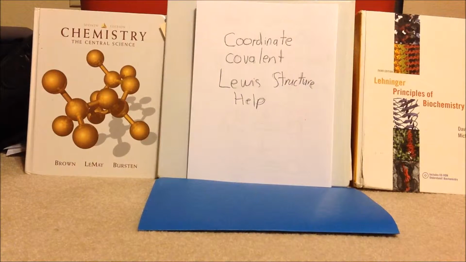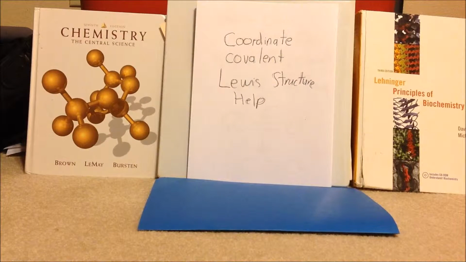This is a coordinate covalent Lewis structure help guide for those who are using the puzzle method in the Prairie High School chemistry class from Mr. Schmitz and Mr. Bernard. This is Mr. Bernard again, and I will be guiding you through this.